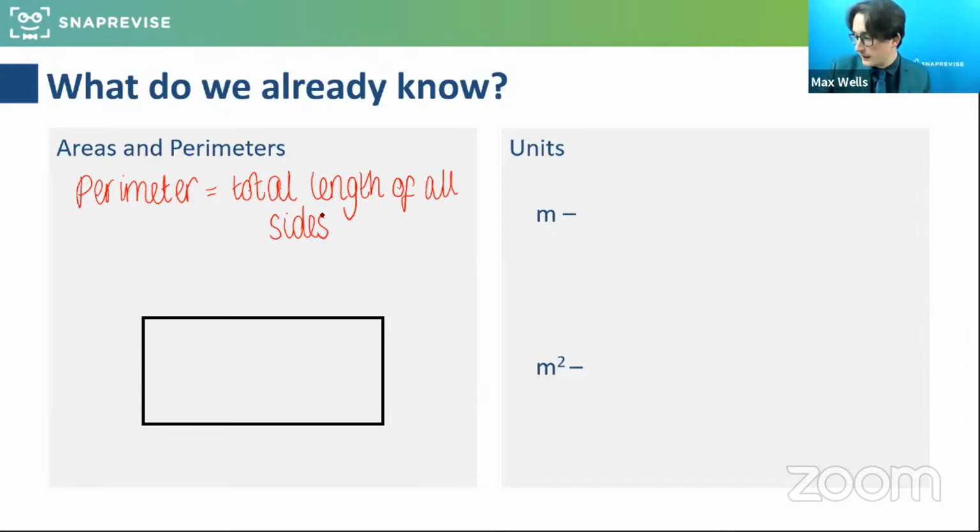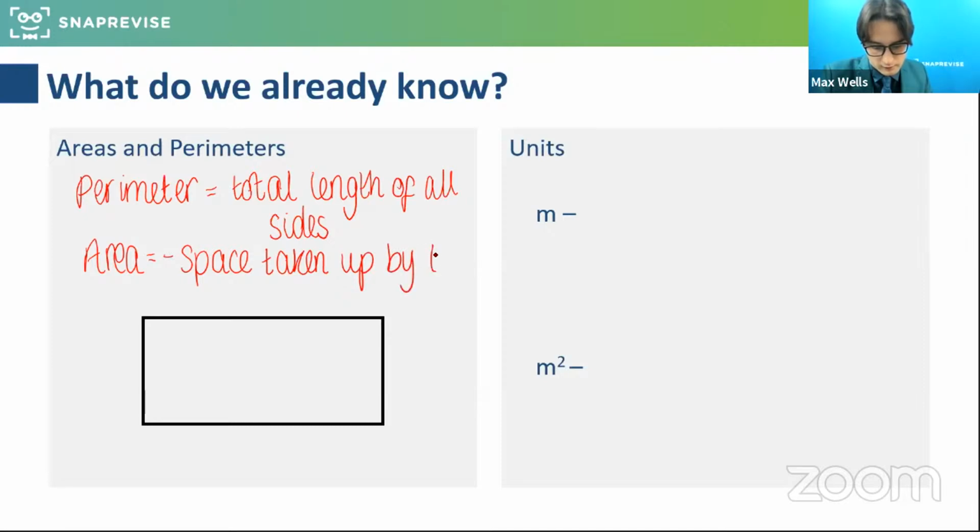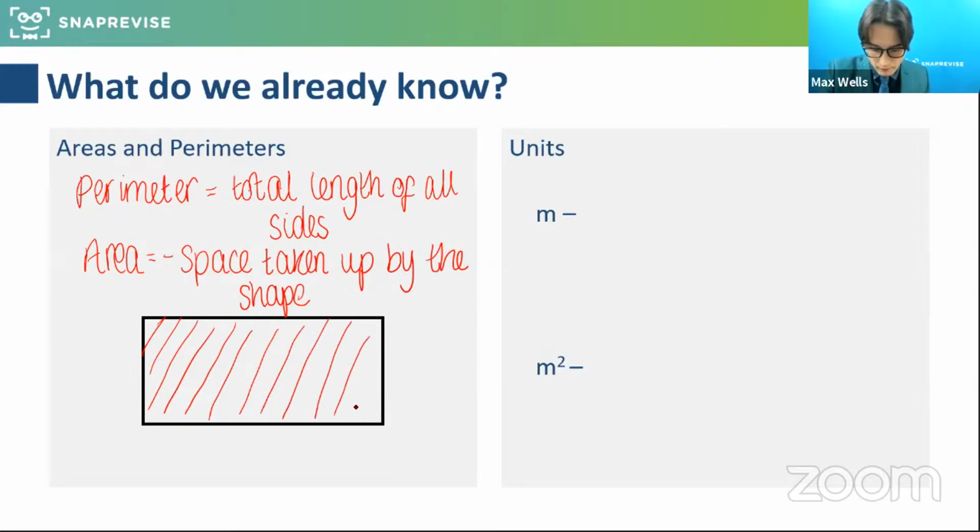And the area is basically the 2D space inside the shape. So they're two different types of quantities. The area is the space taken up by the shape. And hopefully that's something we've seen before, maybe for some slightly more straightforward shapes. So this bit in here is essentially the area. And does anyone know what units we would generally use to measure that? Some examples of units for area.